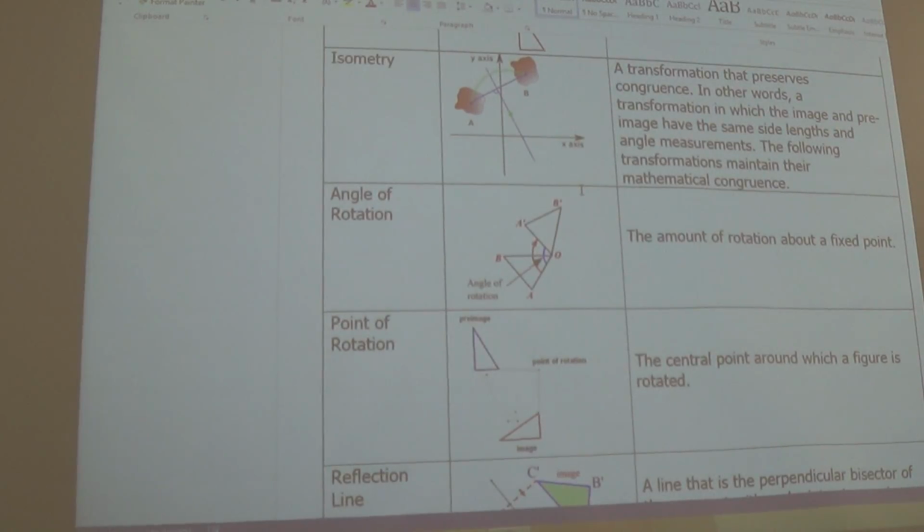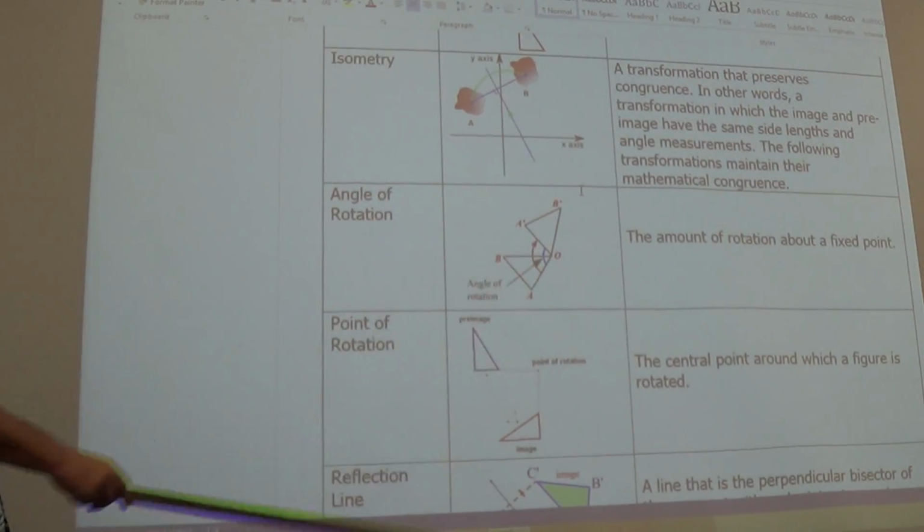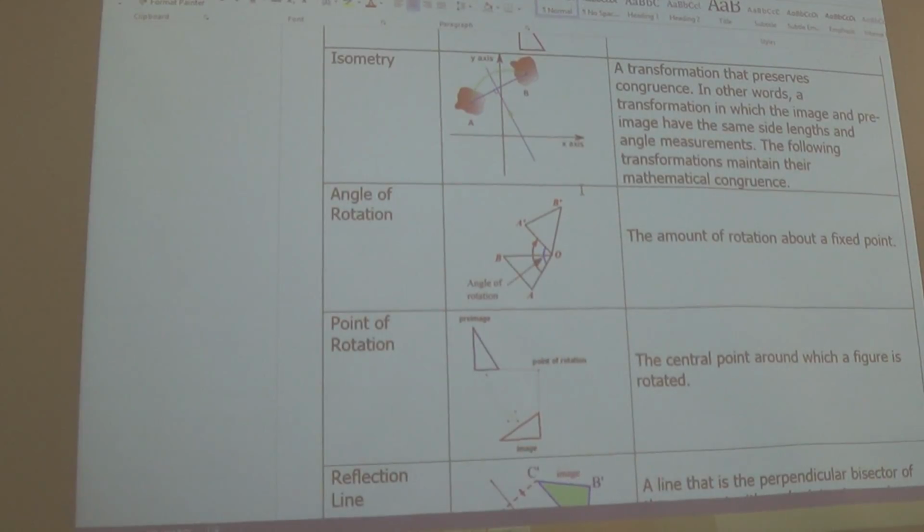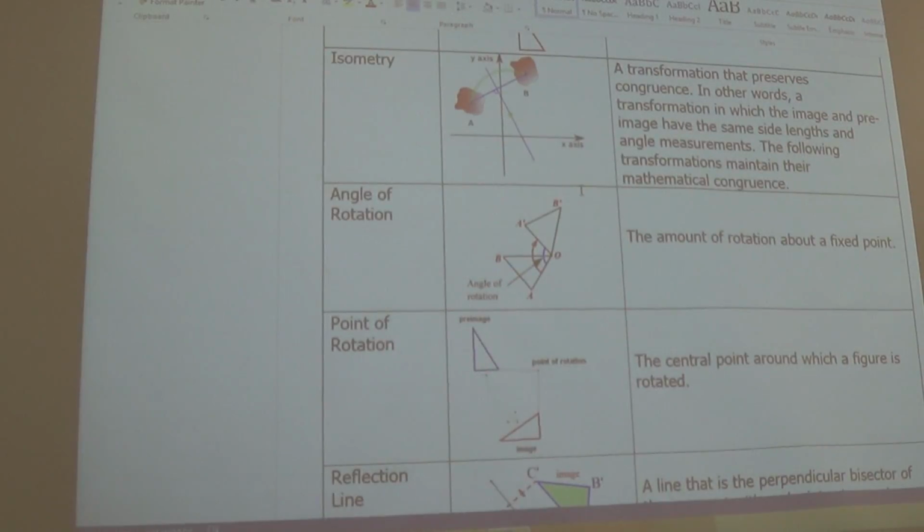So we have the rotation. Okay, rotation, and the angle of rotation is the amount of rotation about a fixed point. So this is the angle of rotation. Okay, and think of that as a clock, right? If you look at a clock and you go from 12 to 9, that's 45 degrees, right? Actually, 12 to 9 would be 90 degrees. Sorry. Then 90 degrees would be 6, from 12 to 6.